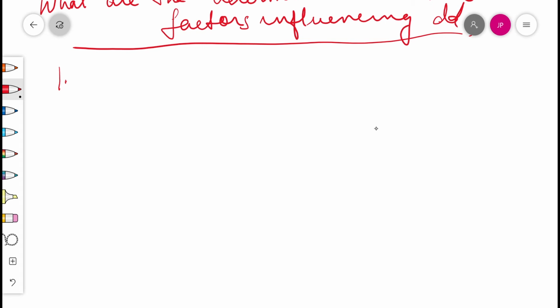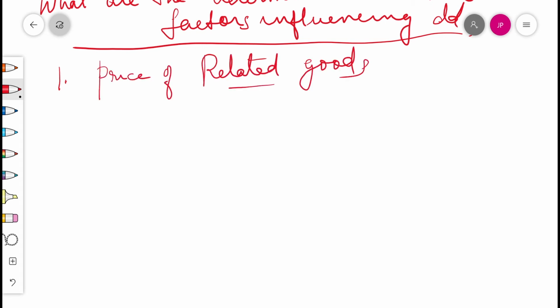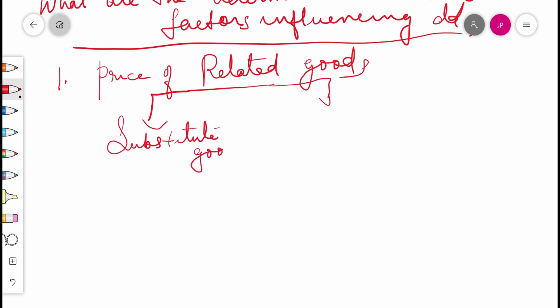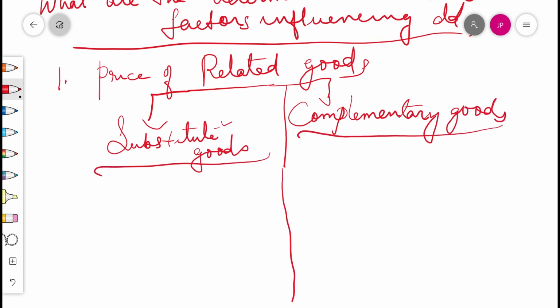Price of related goods. What's the meaning of related goods? They have some connection. When we talk about related goods in economics, we have substitute goods and complementary goods. What are substitute goods? Tell me, in our daily life, is there any item we can substitute in place of the other? Substitute goods are the goods that are used in the place of the other goods. A very simple and common example, tea and coffee.